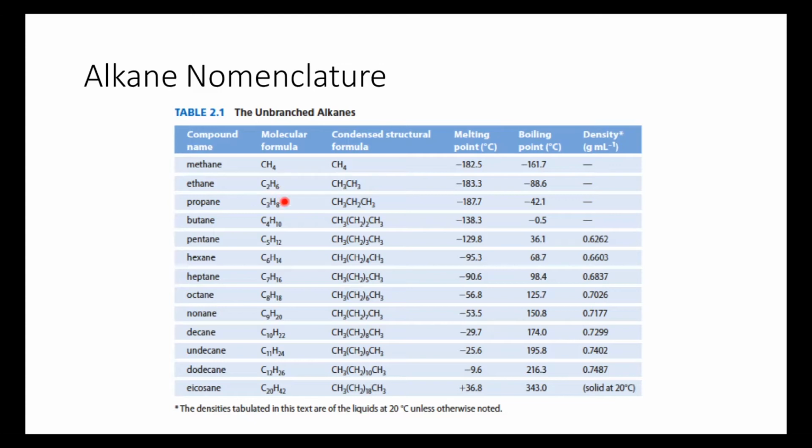You have propane, which is C3H8, which is 3 carbons and 8 hydrogens. And then butane, with 4 carbons and 10 hydrogens. And then you have pentane right here with 5 carbons and 12 hydrogens. And then hexane, 6 carbons and 14 hydrogens. And then heptane, 7 carbons and 16 hydrogens. Okay, then octane sounds like 8, right? 8 carbons and then 18 hydrogens.